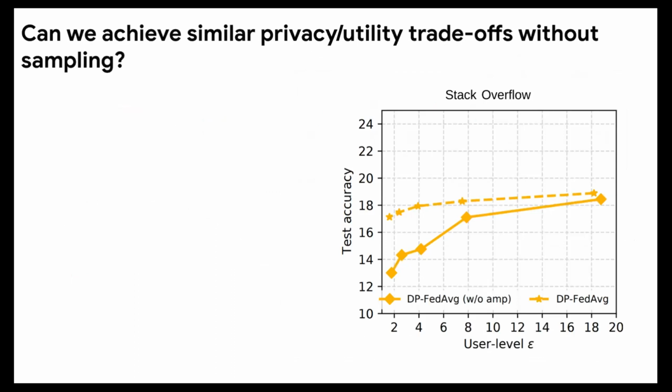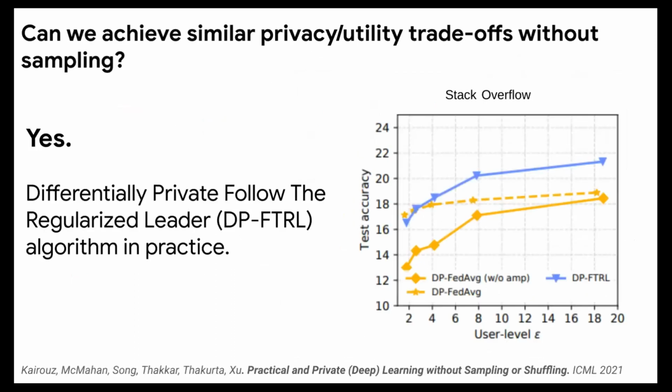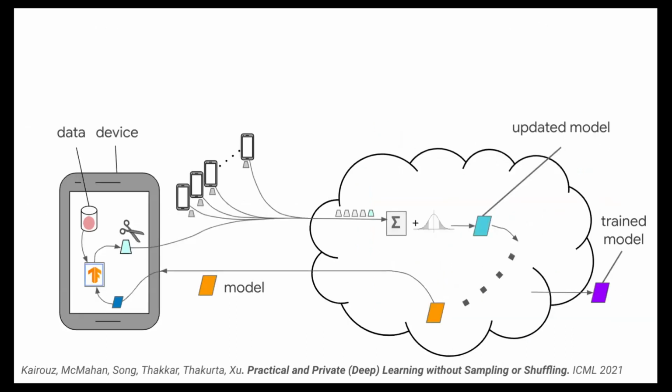Can we achieve similar privacy utility trade-offs without sampling? The answer is yes, and this is what we show with our differentially private follow-the-regularized-leader algorithm. As you can see, the blue curve is the results from the paper. Let's dive into some details about what exactly this algorithm did. This is a high-level overview.